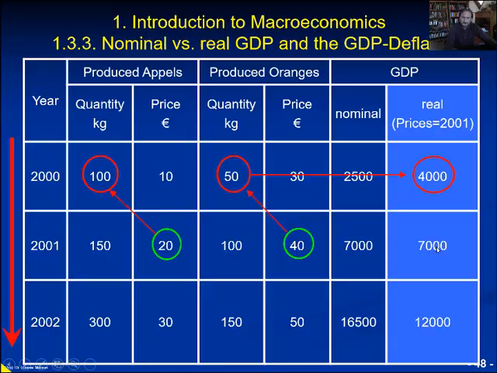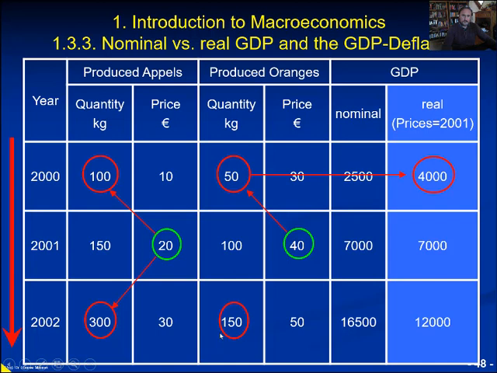There's no difference. If we apply the procedure, however, to the year 2002, we will of course receive different numbers for nominal and real GDP. So let's do this. Production quantity of apples in the year 2002 was 300 kilogram times the price per kilogram of apples in the year 2001, 20 euro per kilogram, gives a gross value added of apples production for the year 2002 of 6,000 euro.